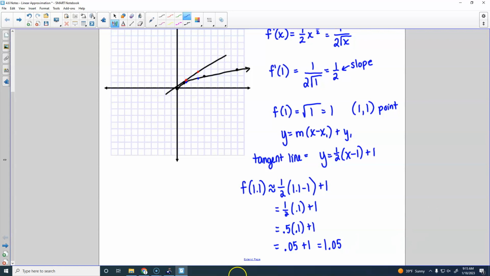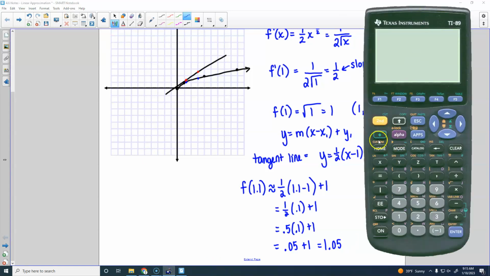Now, if we type square root of, obviously we have calculators, so if we need to know square root of 1.1, we would just type it in like this, and we get 1.04881, which is pretty close to 1.05, right? You know, in a world without calculators, 1.05 would probably be close enough for a lot of things that you would be doing if you needed that value.